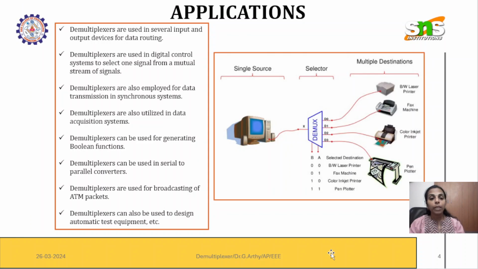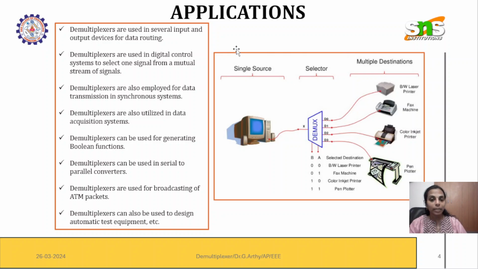We have numerous applications for the demultiplexer. This is a typical example wherein the drive in the system will be holding all the data. So the source is single. Using a demultiplexer, the data can be given either to a printer, or to a fax machine, or to another inkjet kind of printer, or to a pen plotter, right? So the outputs can be distributed to any one of these, but the input is a single input. Based on the selection line, any one will be chosen. So this is a demultiplexer.